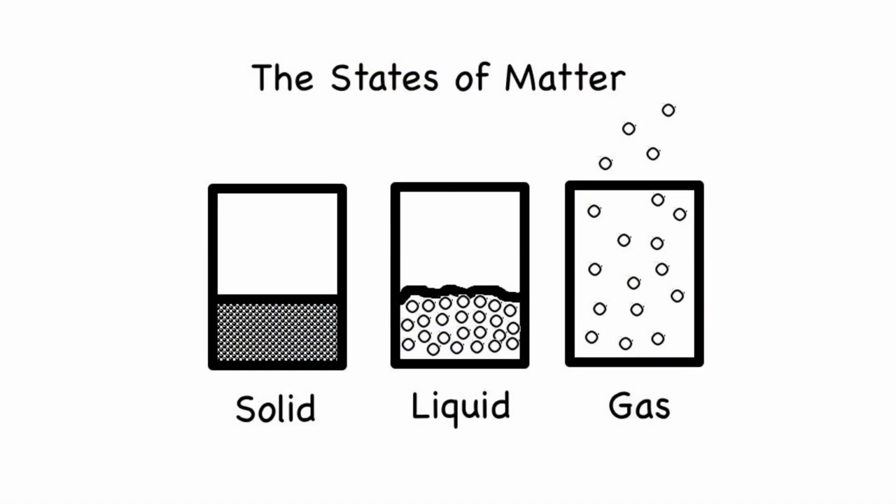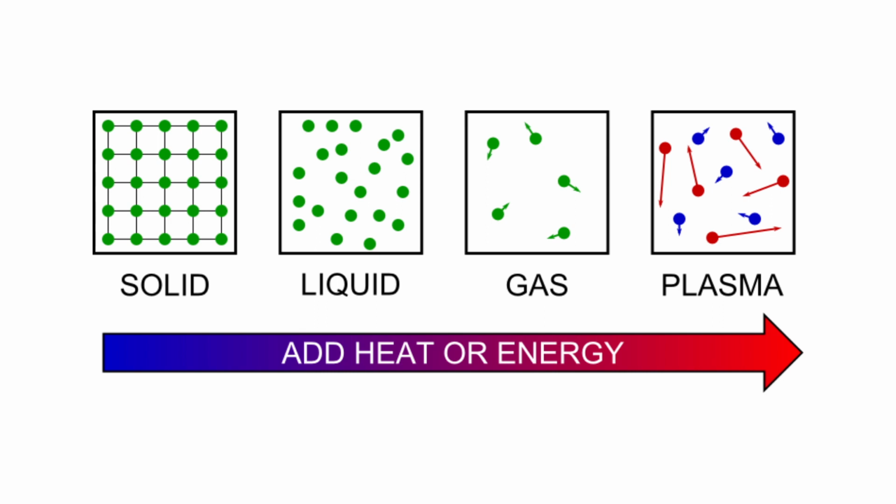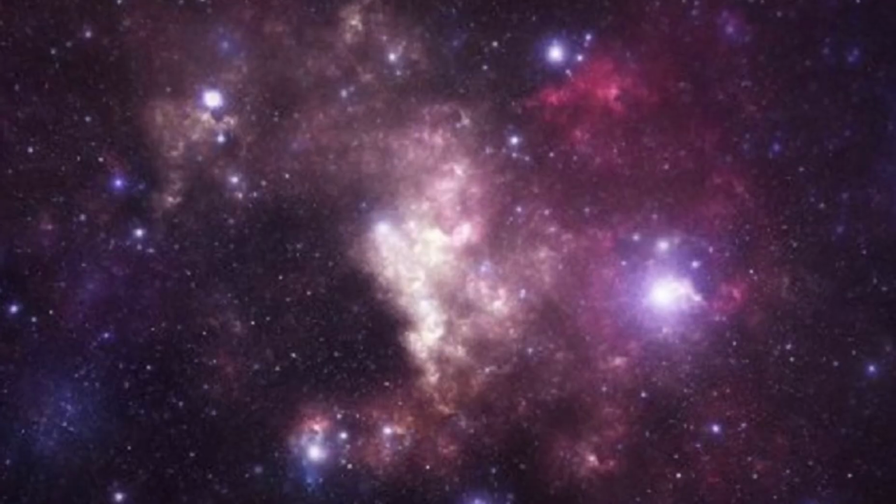There are three very well-known states for most people living on this planet: the solid, the liquid, and the gas. However, there is a fourth state, which is called the plasma state. That's when a gas becomes ionized, and most of the visible matter in the universe is actually in the plasma state.